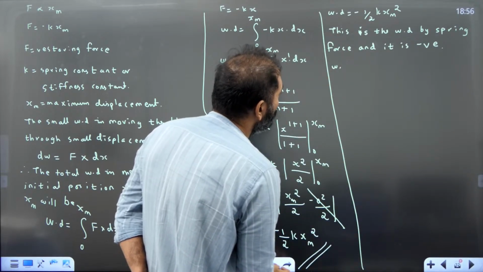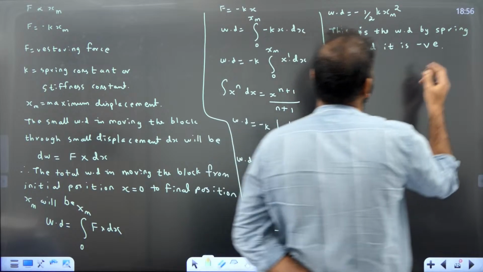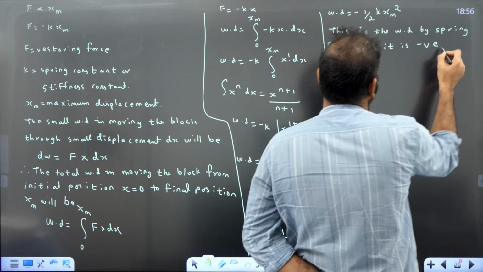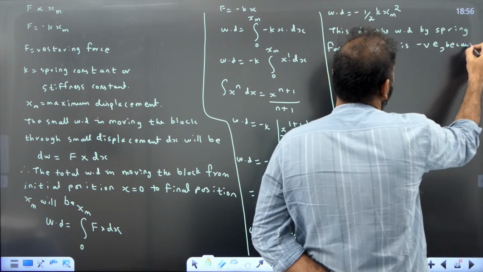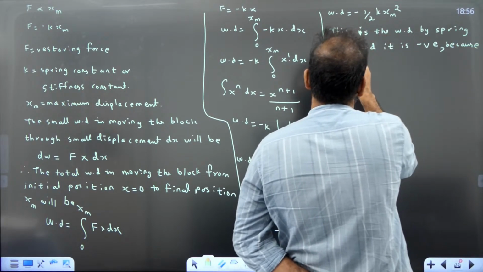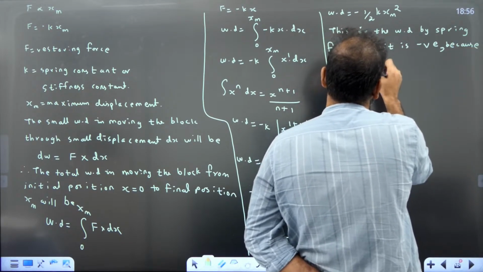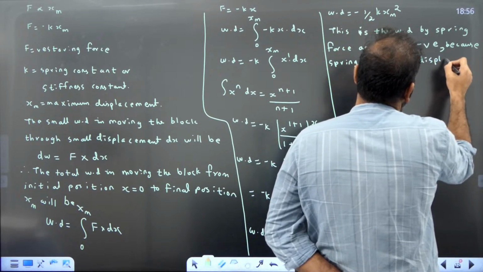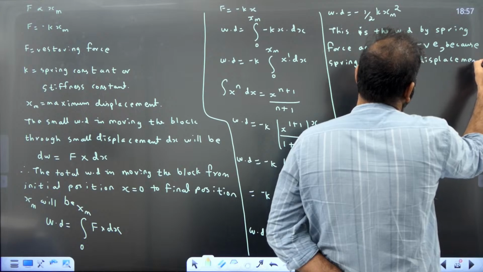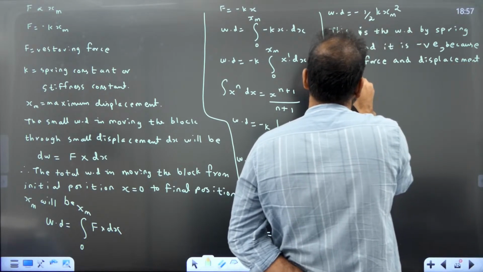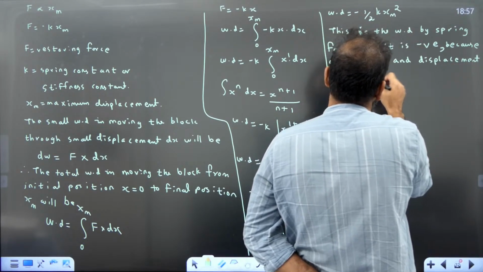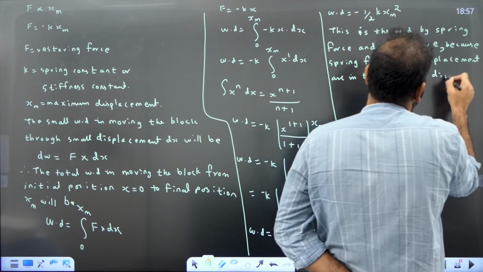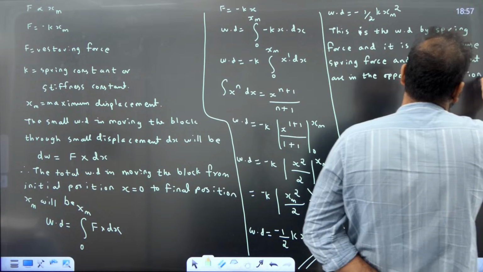Work done by the spring force is negative, because spring force and displacement are in the opposite direction.